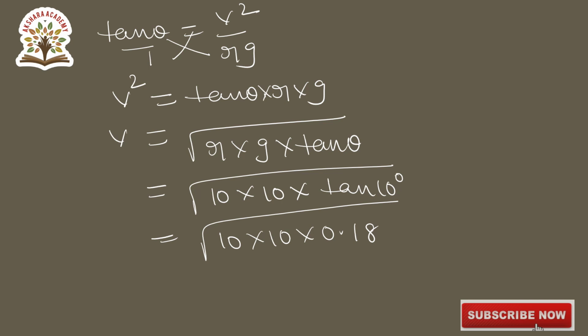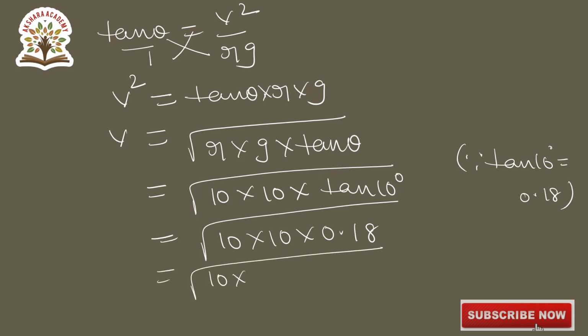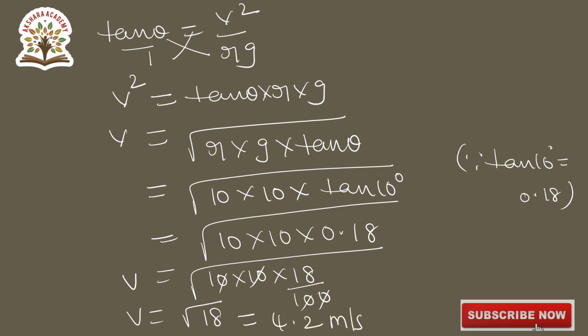Since tan 10 degrees is equal to 0.18, now that is equal to root of 10 into 0.18, which can be written as 18 by 100. So here the 0 gets cancelled. V is equal to root 18, that is equal to 4.2 meters per second.